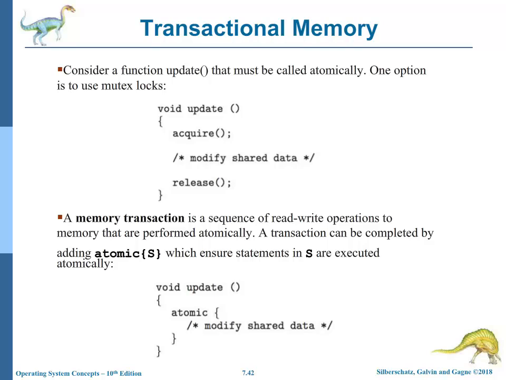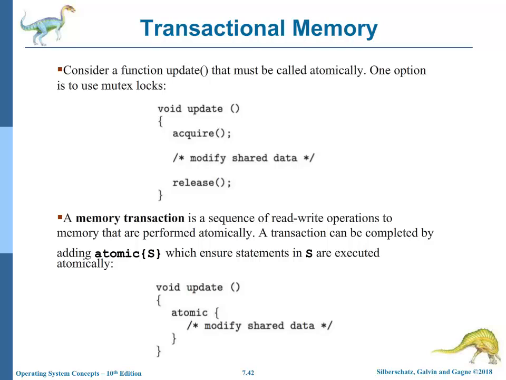Transactional memory, which originated in database theory, provides an alternative strategy for process synchronization. A memory transaction is an atomic sequence of memory read-write operations. The memory transaction is committed if all operations in the transaction are completed. Otherwise, the operations must be aborted and rolled back. The ease of transactional memory can be obtained through features added to a programming language.